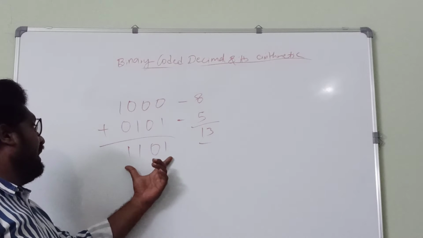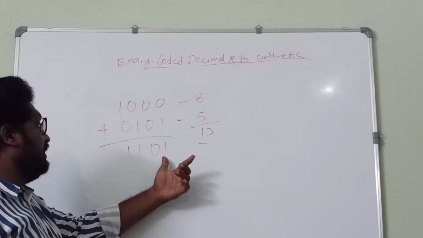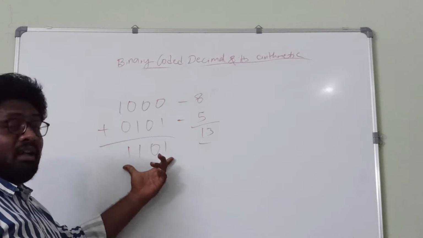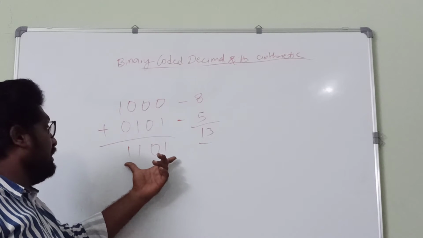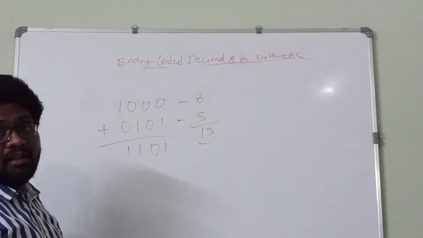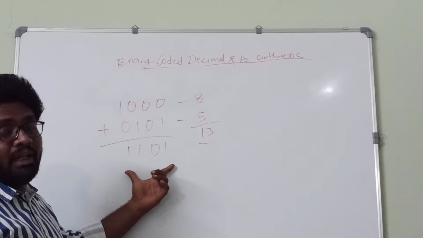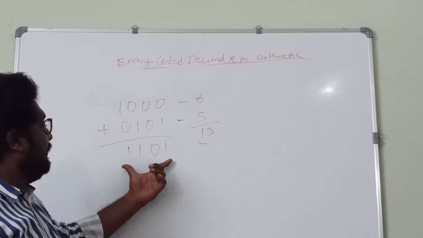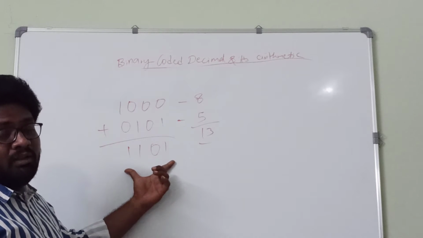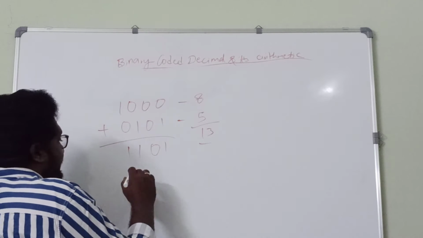Here this is equivalent to the binary number 1101, and it is not a valid BCD, as 1101 is equivalent to 13, which is greater than 9, right? So this is an invalid BCD. To make it a valid BCD, we need to add 6 to this number. So add 6 to it.